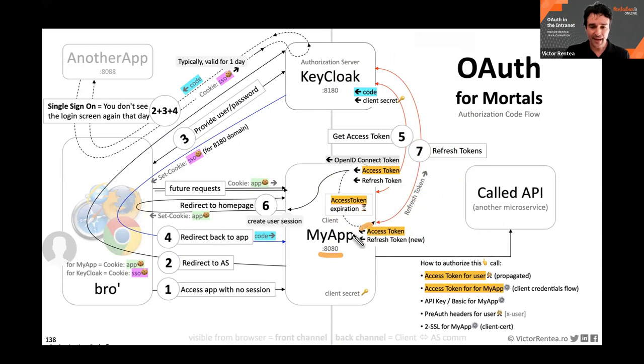Once the application gets the access token from KeyCloak through the back channel, and if the access token is valid, then the application can create a session. At this moment, it will create the user session for whoever is in front of this browser. Creating a session means setting a cookie in my browser that tells that this application is successfully logged in to 8080. So at the end of this whole flow, I will get my cookie, which keeps the session between the browser and the application.